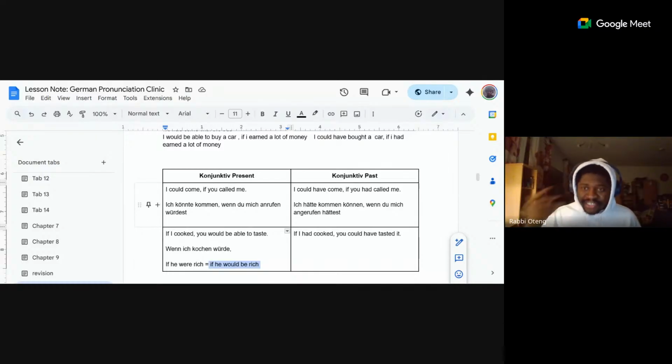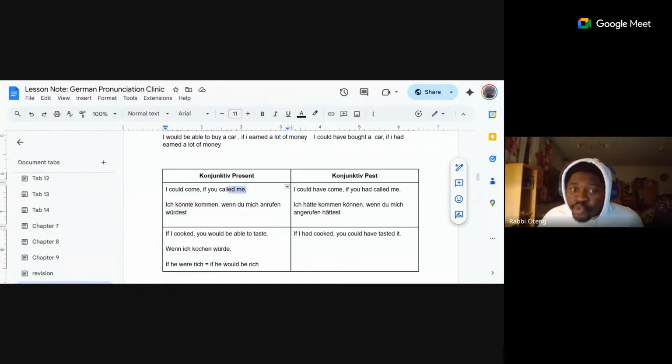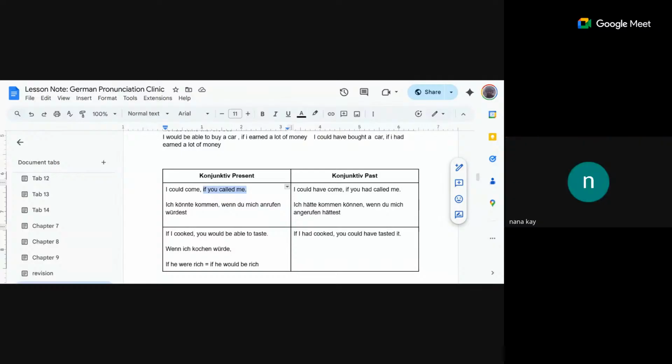I've repeatedly said that you can't use the "if" with "would," but in German, when we are forming the sentence, we use "would" with "if." For example, when I say "if you would call me," in English grammar, that is wrong. It's "if you had called me." Sorry, if you called me. Clear?